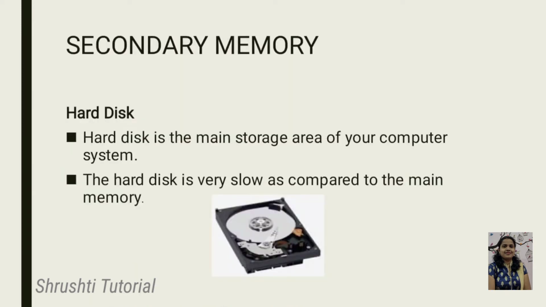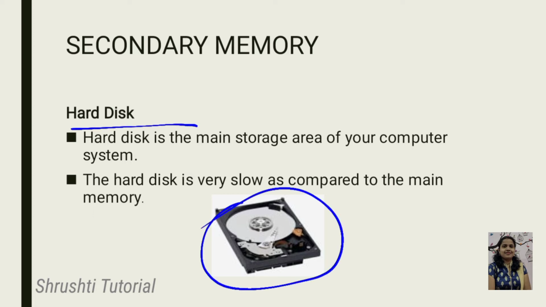So some secondary storage devices are hard disks, compact disks and pen drives. Let us discuss these one by one. The first one is the hard disk. The hard disk is the main storage area of your computer system.